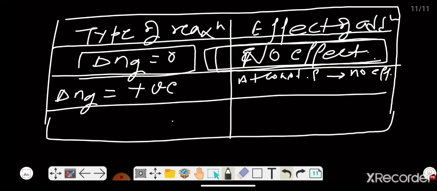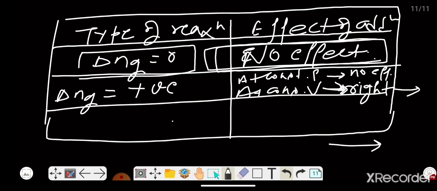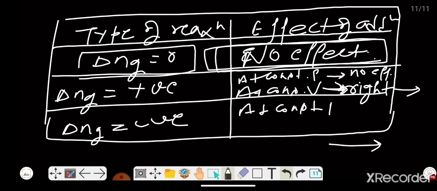But when delta Ng is positive at constant volume, the equilibrium shifts to the right. Right means in the forward direction. If delta Ng is positive at constant volume, when inert gas is added, the equilibrium shifts in the forward direction. Now if delta Ng is negative, at constant pressure, the equilibrium shifts to the left. Left means in the backward direction.